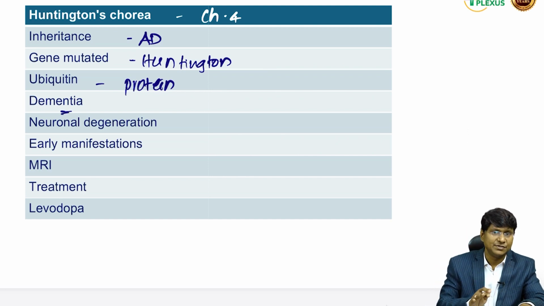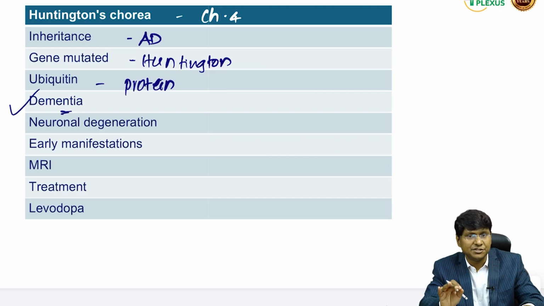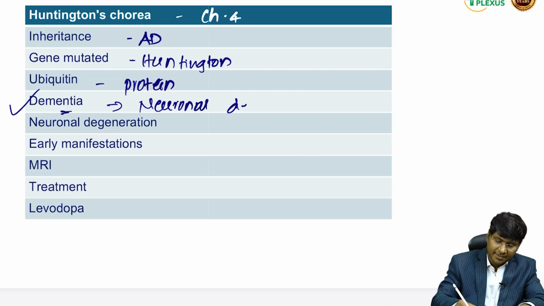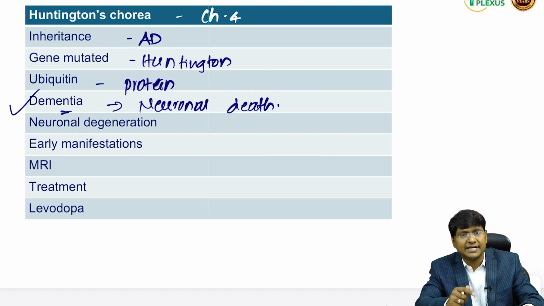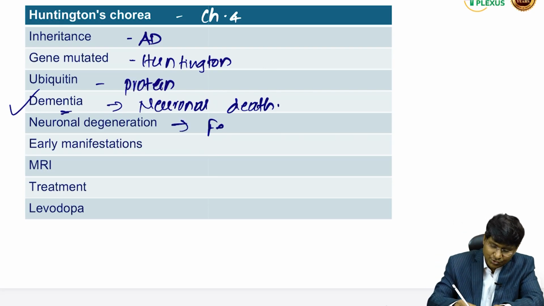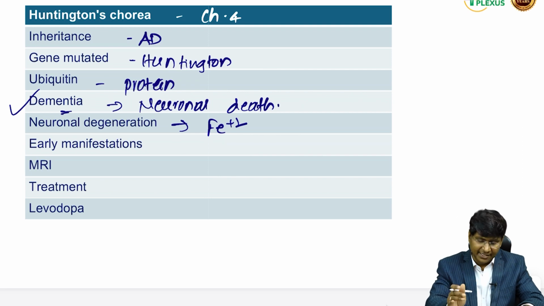Because of abnormal protein accumulation, these individuals develop dementia, and this dementia represents neuronal death. There is also neuronal degeneration within the brain, and this is due to iron accumulation.